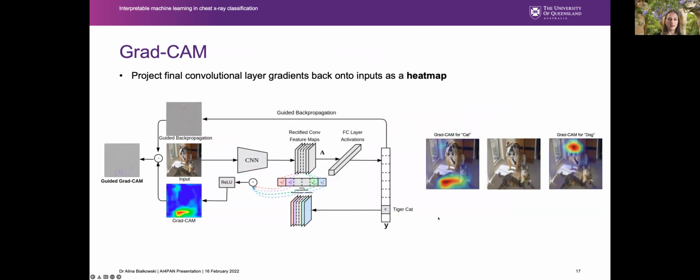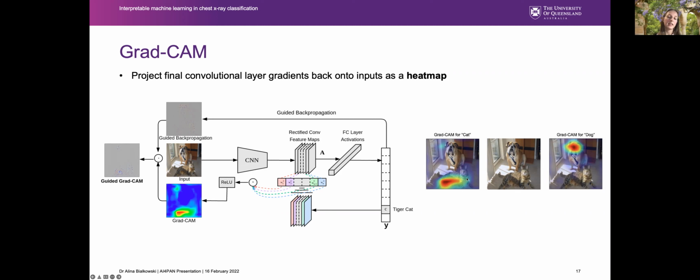One of the problems with CAM, or class activation maps, is that you have to make that alteration to a neural network and then retrain it for a little bit. Instead, a much more popular method these days is a method called GradCAM, where you don't have to actually alter the network, and it performs something similar. So it projects the final convolutional layer gradients back onto the inputs as a heat map.